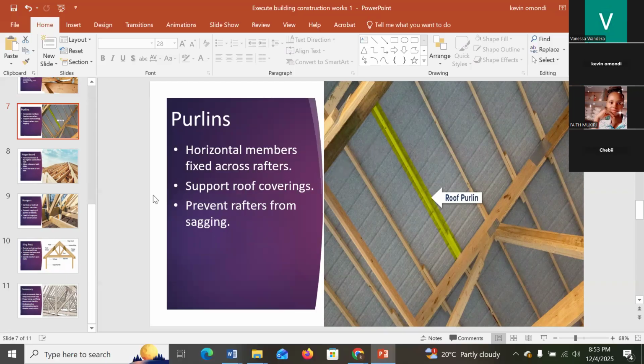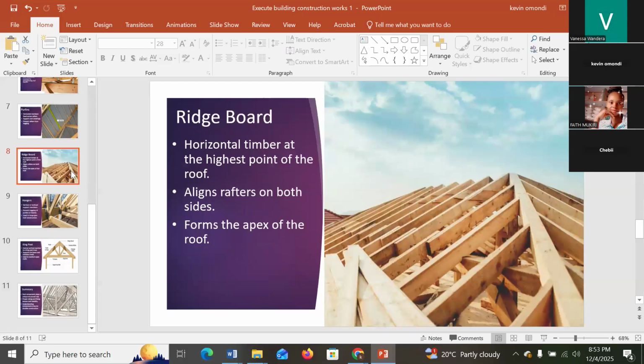And we have the ridge board, the horizontal timber at the highest point of the roof. When you look at the roof, the highest point, this is where our ridge board is, and it forms the apex of the roof, and it aligns the rafters on both sides. It helps in the connection of the rafters on both sides.